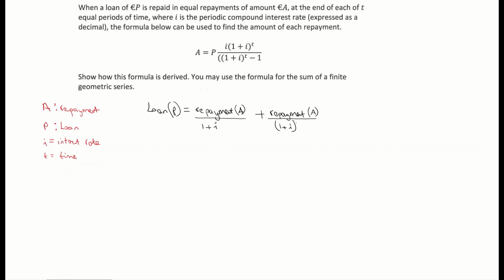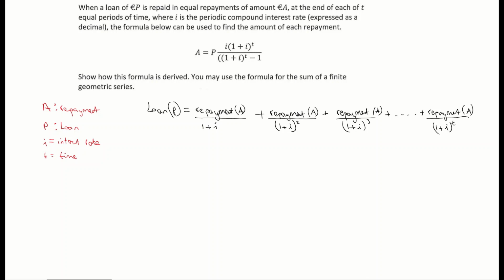So it's now going to be to the power of 1 and then 2. And then I'm going to do repayment, which is A, all over 1 plus I to the power of 3, and so on and so on until my final repayment, which is going to be to the power of T, some unknown year or month. So you can see now that we've basically set up a sequence, and I'm going to use now from my log tables the sum of my finite geometric series.